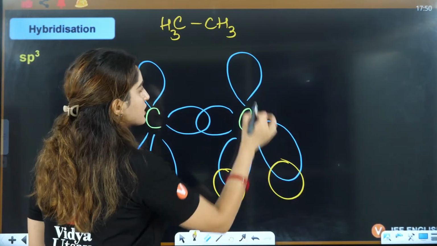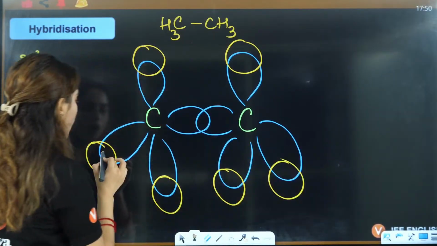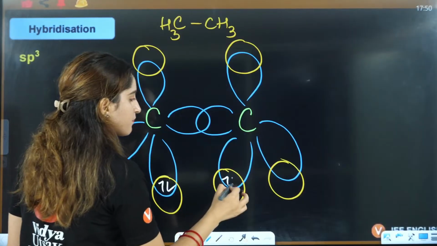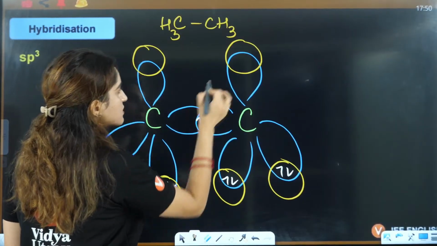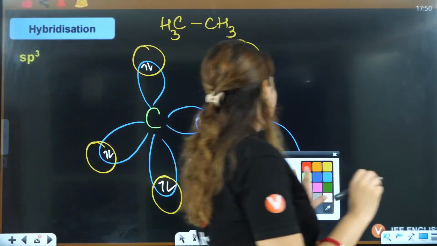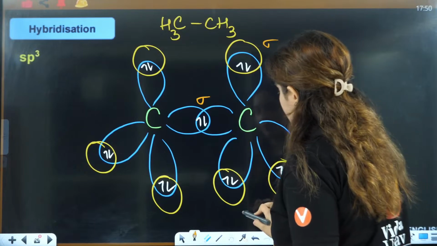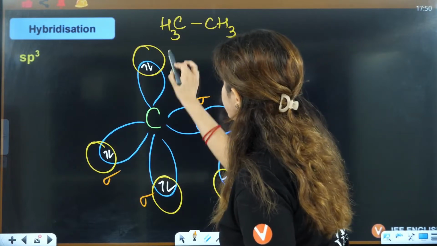Hydrogen 1s, 1s, 1s will combine here. Right? And here all will be sigma bonds. This is also a sigma bond. This is also a sigma bond. Now here all are sigma bonds. This is sigma, this is sigma, this is sigma, sigma, sigma, sigma, sigma.